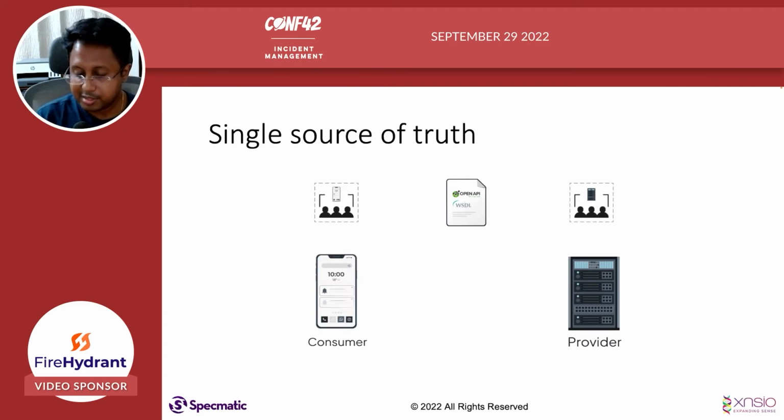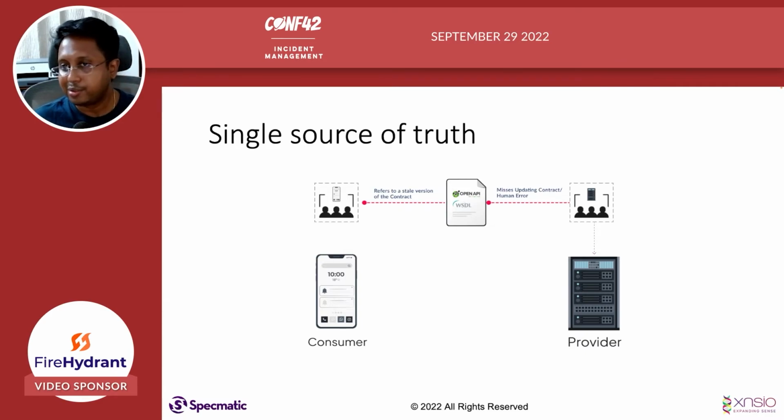And still it is possible that, let's say I am the provider developer and I make a change to the application, and then I either miss updating the OpenAPI specification or I update the wrong file for whatever reason. Likewise, if I am the consumer application developer, I somehow end up referring to the older version of the contract, or I am not looking at the latest version that someone sent me over email, and thereby I have ended up using the wrong API specification as reference for building my consumer application.